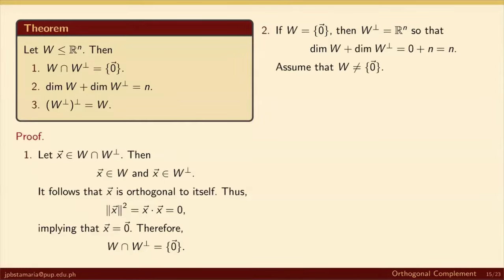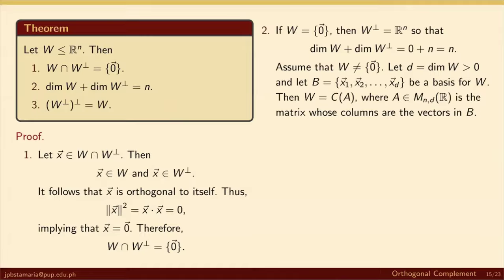So for the rest of the proof, let's assume that W is non-trivial, meaning there are more vectors in W aside from the 0 vector. If that is the case, then the dimension of W has to be positive. So we can get a basis for W, let's say with D elements. We set D to be the dimension of the subspace W.